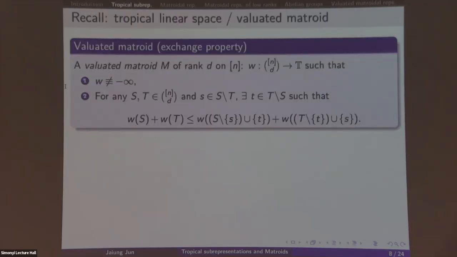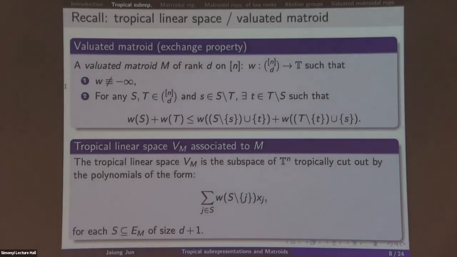All right, so let me briefly record the definition of evaluated matroid. The evaluated matroid M of rank d on this n element set is just a function from the set of d-element subsets to the tropical semi-field, satisfying these two conditions: it cannot be identically 0 or negative infinity. And then if you have two sets S, T, they should satisfy the exchange condition, but up to this weight function. If you use the Boolean semi-field B instead of T, then this condition is precisely the basis exchange condition.